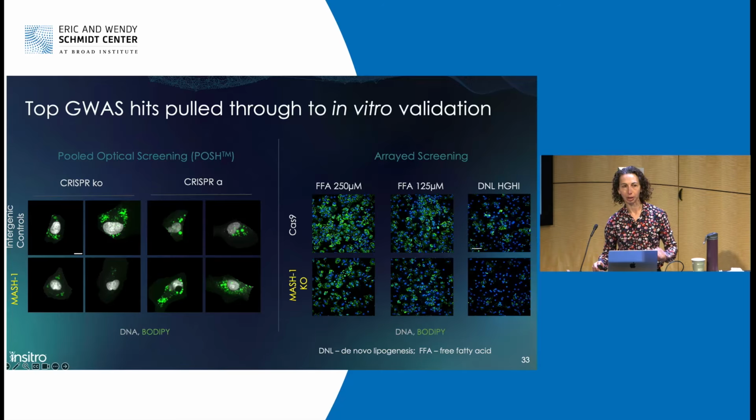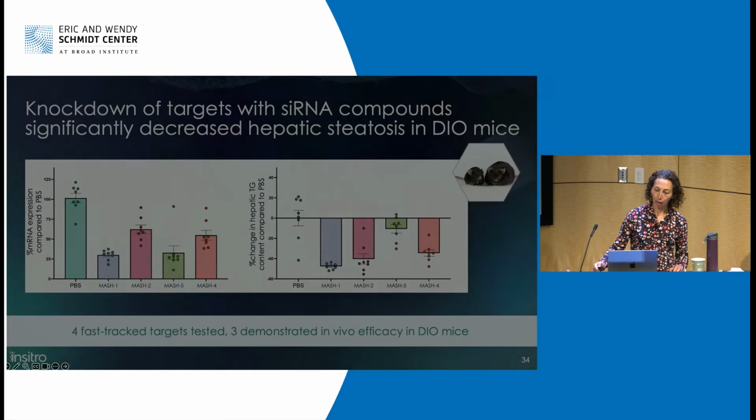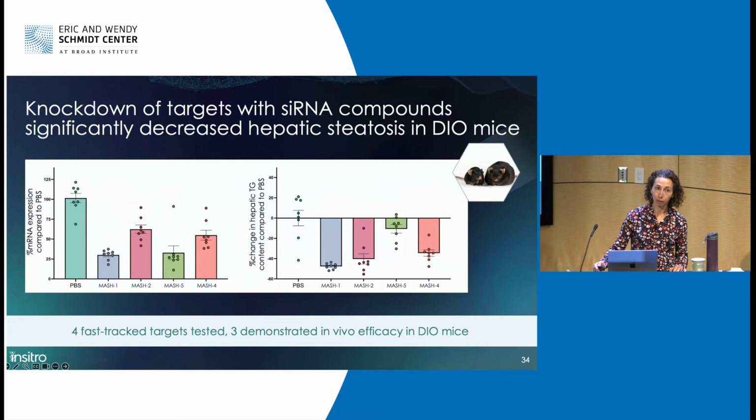So those are the green dots in the pictures. And then in our pooled screen, we do both a knockout as well as an upregulation of MASH1. And in our upregulation, we see an increase in lipid droplets. So this provides in vitro validation of that MASH1 target, but that's just one target. We did the same type of analysis for a number of targets.